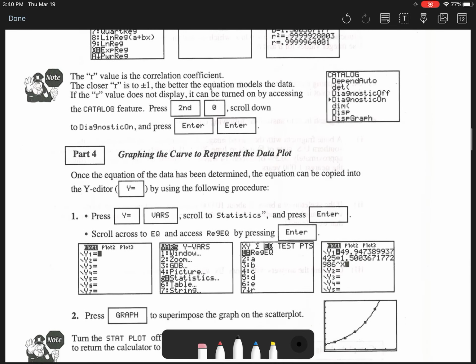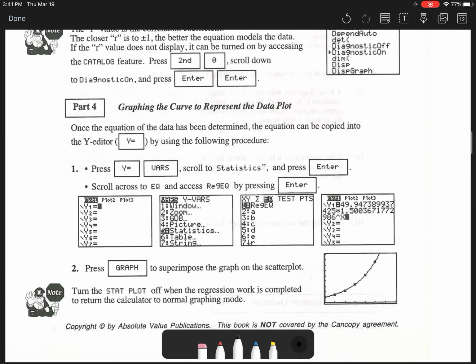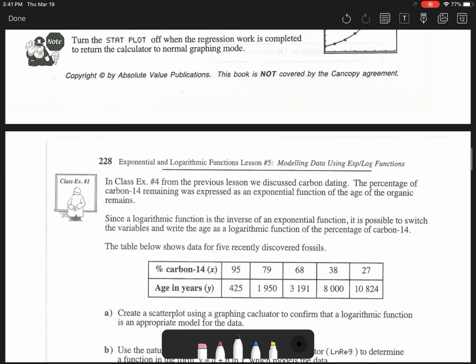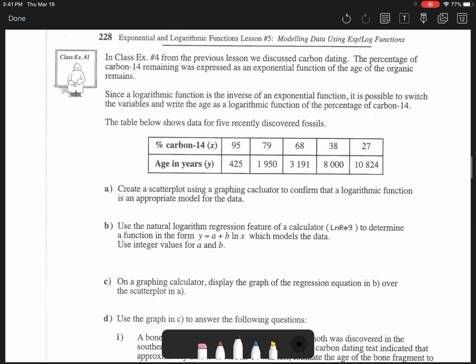Okay, so if you have questions at any point with any of the calculator keystrokes, again, feel free to email me and I can help you with those. But we go through these basically step by step as we deal with the one example that we're really going to take a look at today. Okay, so if we turn to page 228, that's what we're going to read through and work through together.